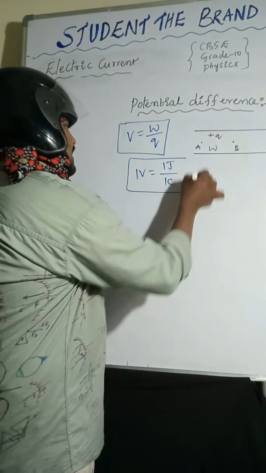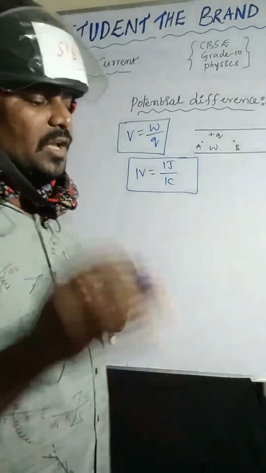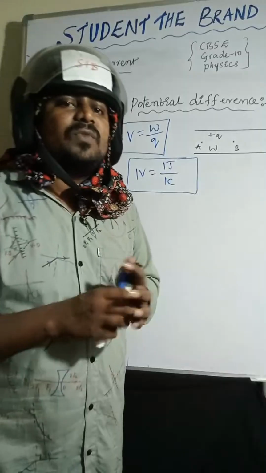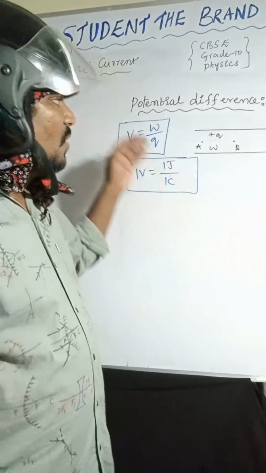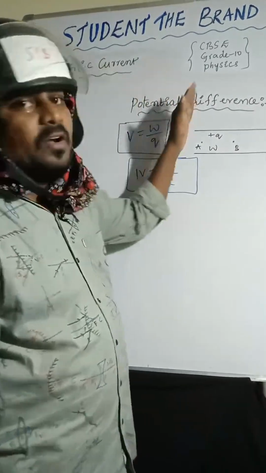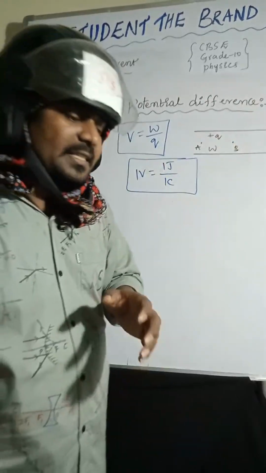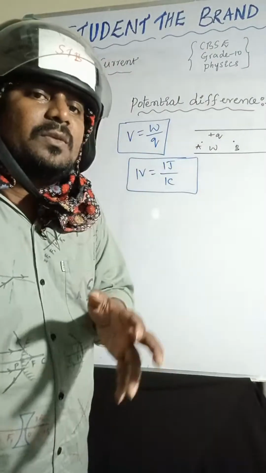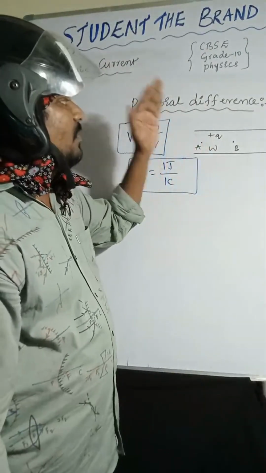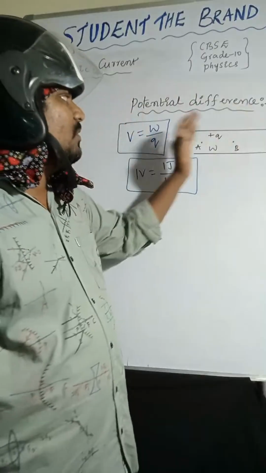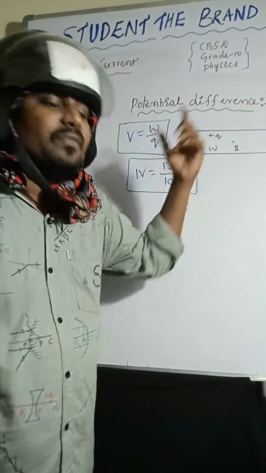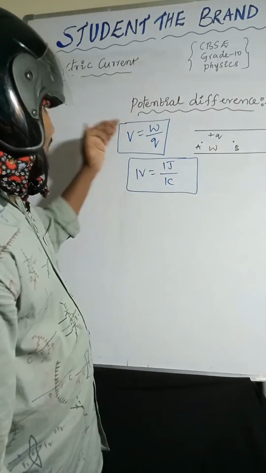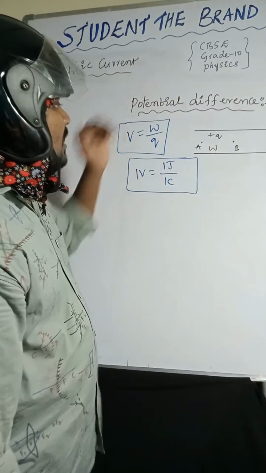1 volt is defined as 1 joule of work done to bring 1 coulomb of charge from one point to another point within the conductor. V equals W by Q.